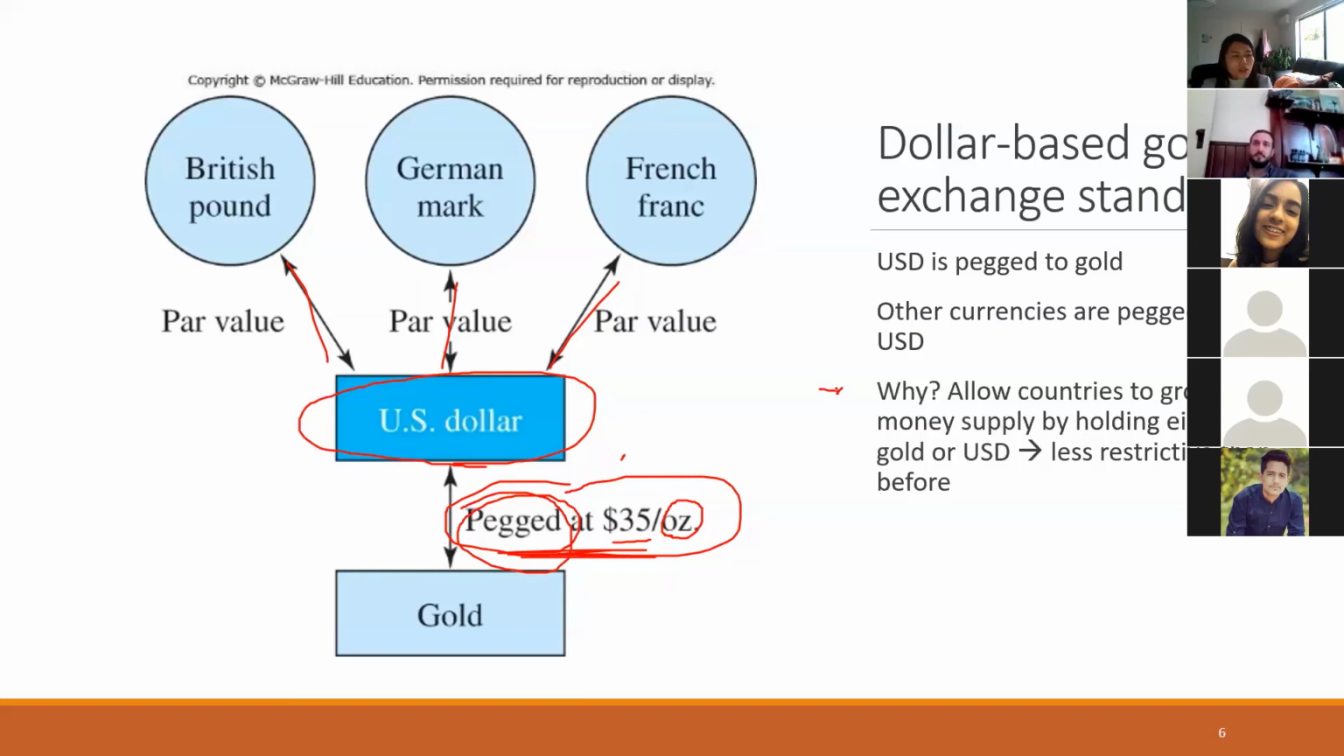So the attractiveness of the system is that it allows an additional type of reserve. So before, if you want to grow your currency or you want to grow your money supply, you need to grow your gold reserve, okay? Under this new system, besides holding gold, you can choose to hold the USD as well. So it gives you an additional flexibility in terms of your money supply, okay?